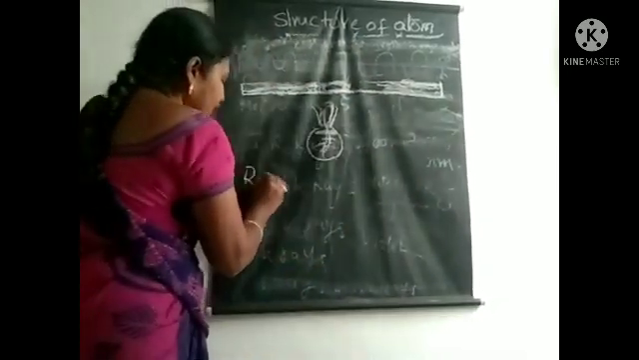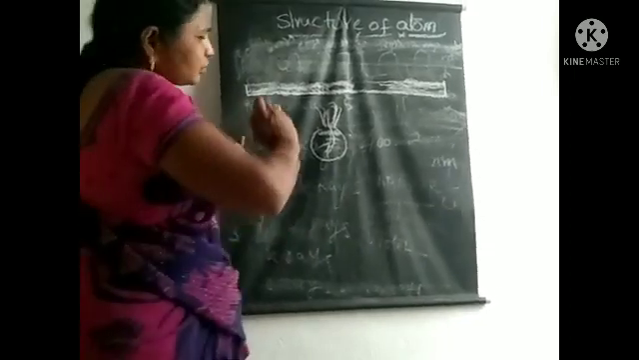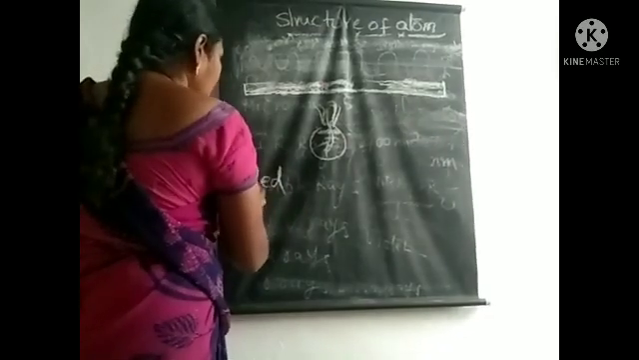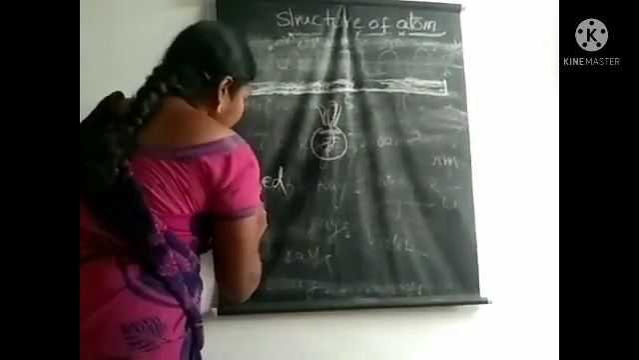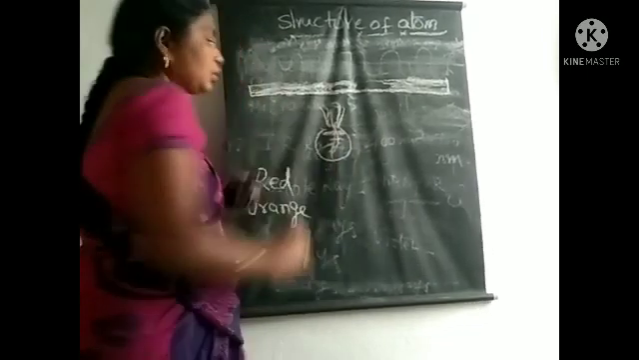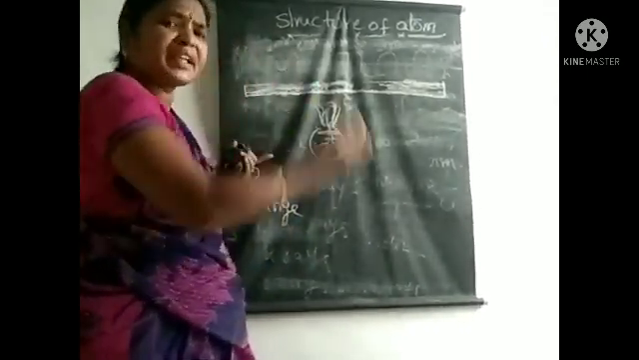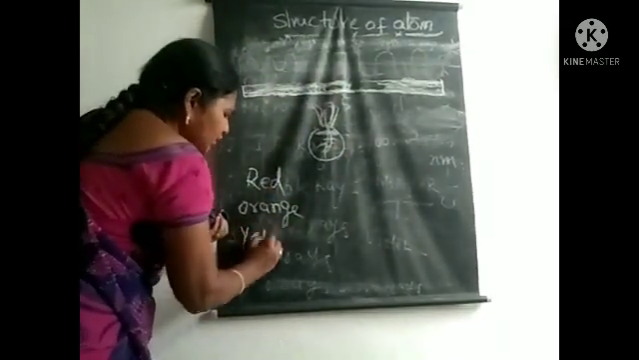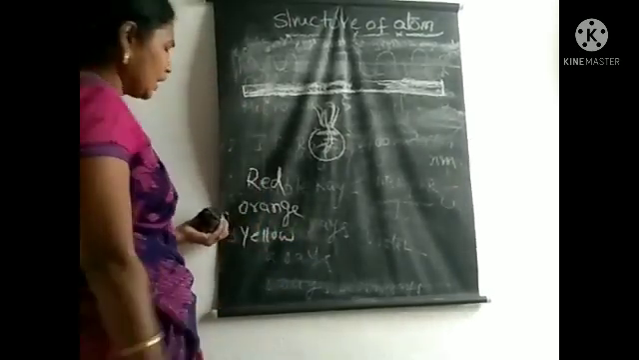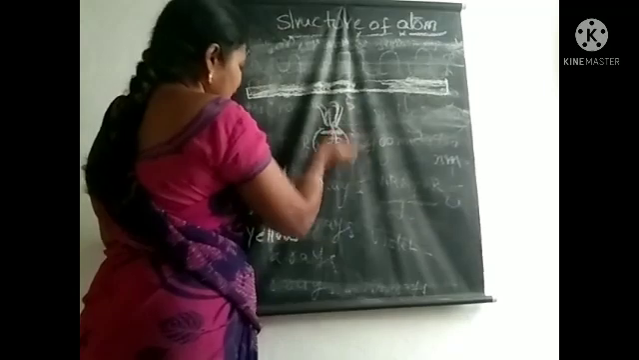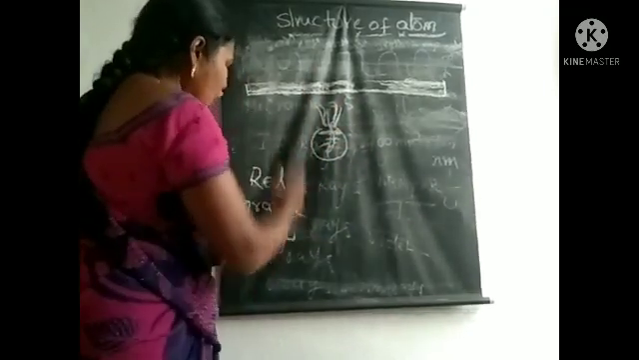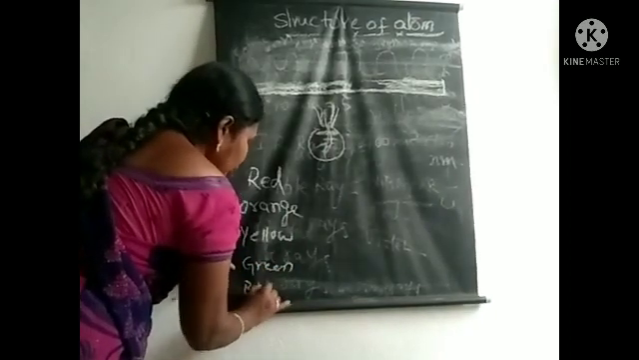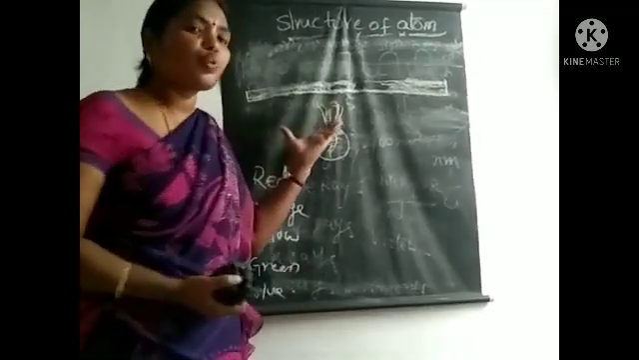Then it gradually turns to which color? Gradually it turns to orange. Then we are still heating. The rod changes to which color? Yellow. As we keep putting heat, the color changes: red, orange, yellow, like this, green, blue. Finally, it attains white color.